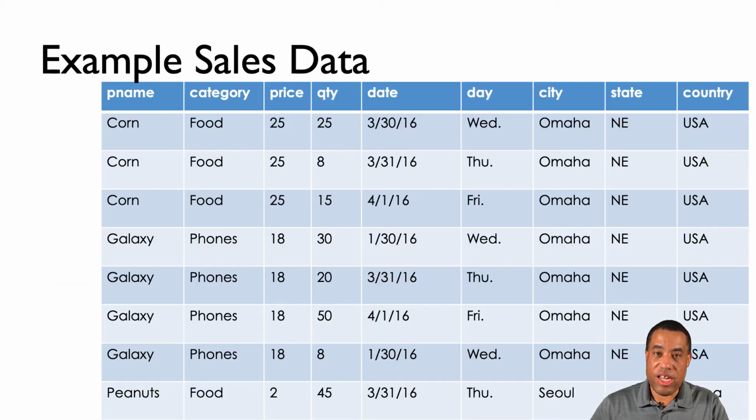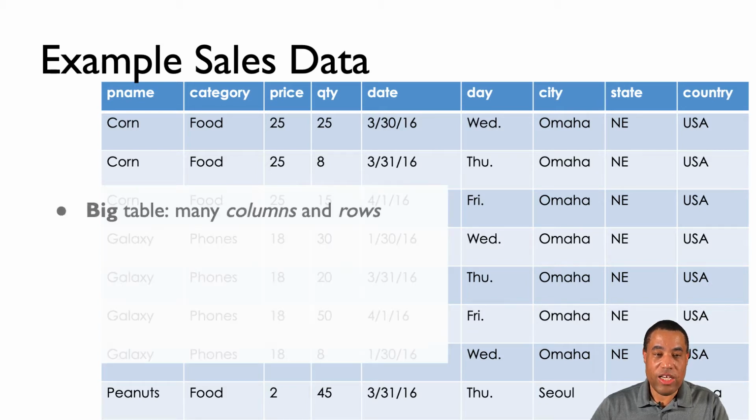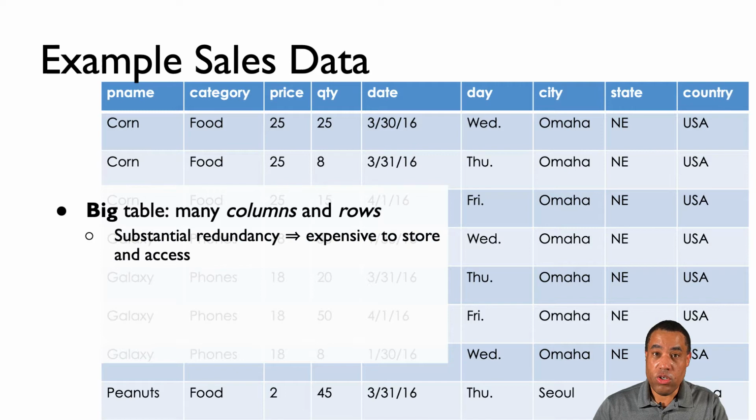So here's an example of sales data. We have a big table here that has the product name, the category, the price, the quantity, and a date of a sale, the day of the week, the city, the state, and the country, where the sale occurred. So what we've created here is a big table with many columns representing different aspects of a particular sale and many rows where each row is a particular sale.